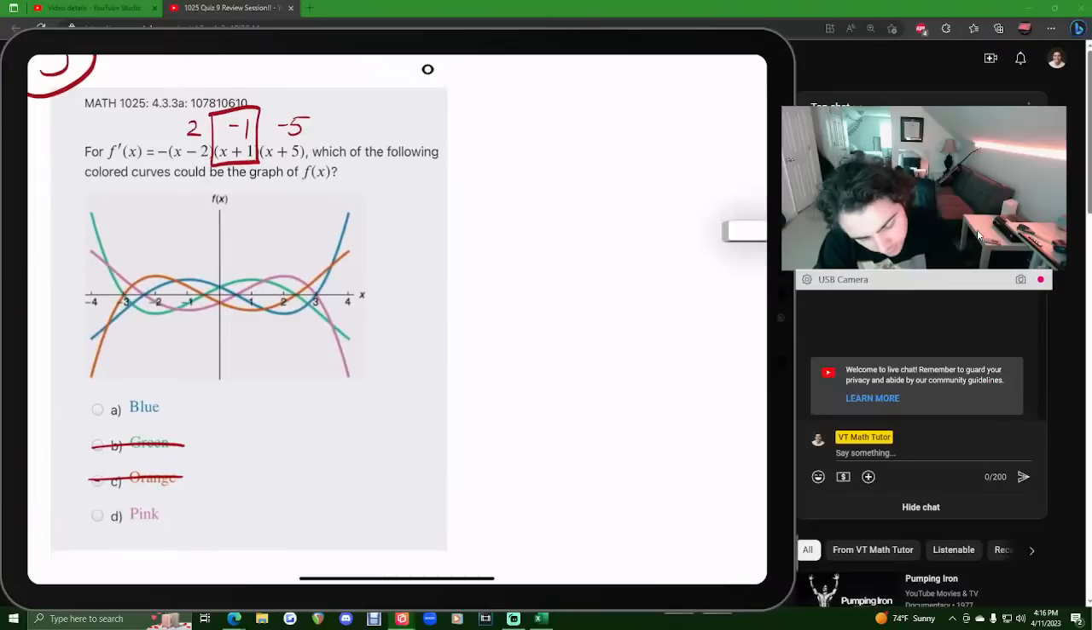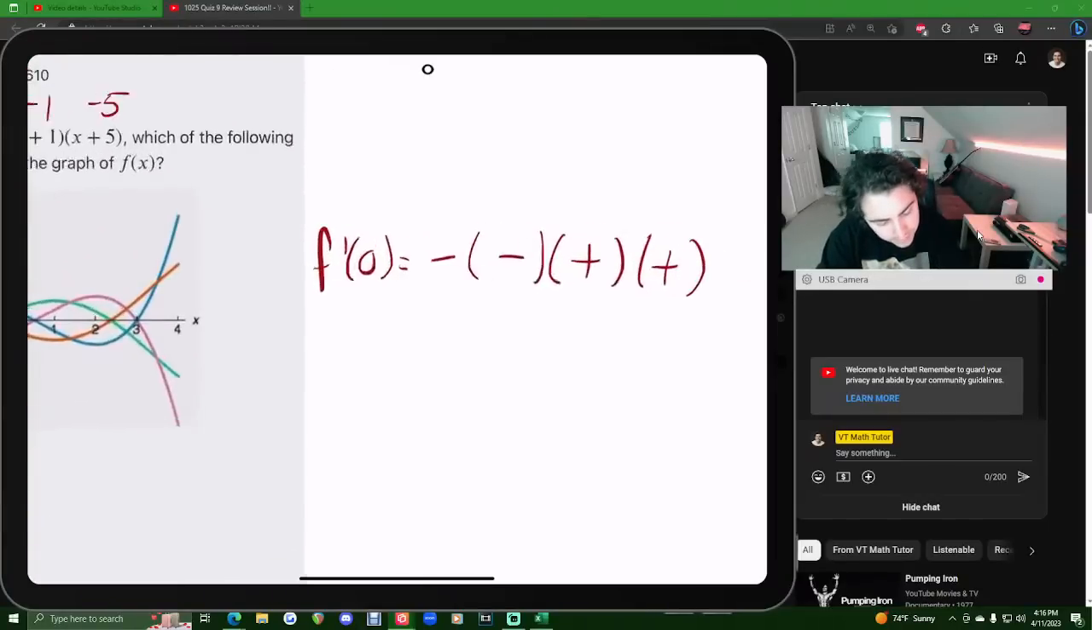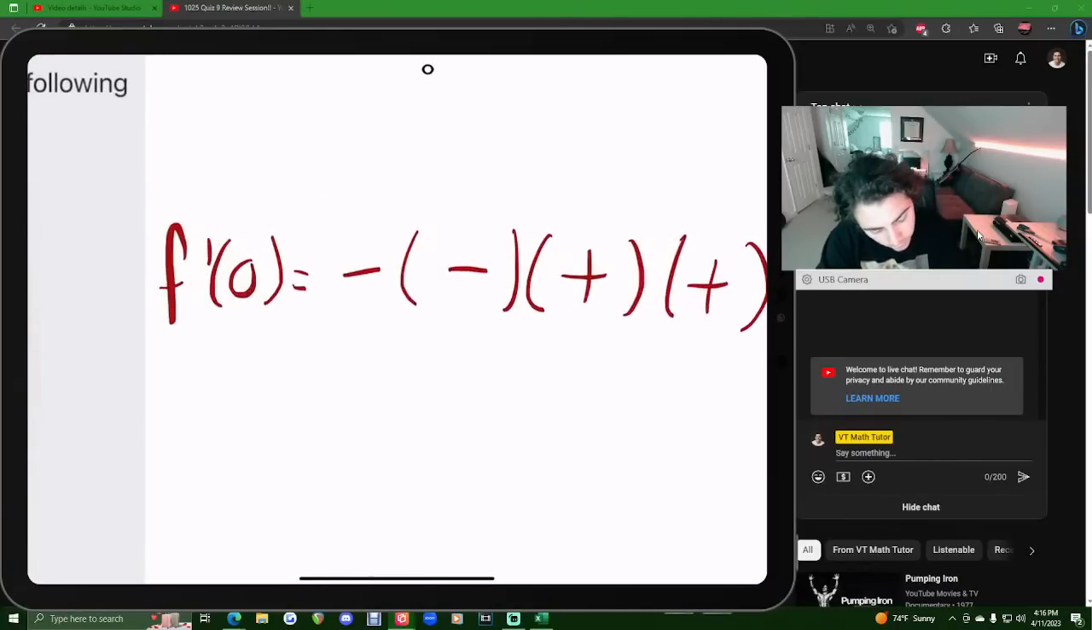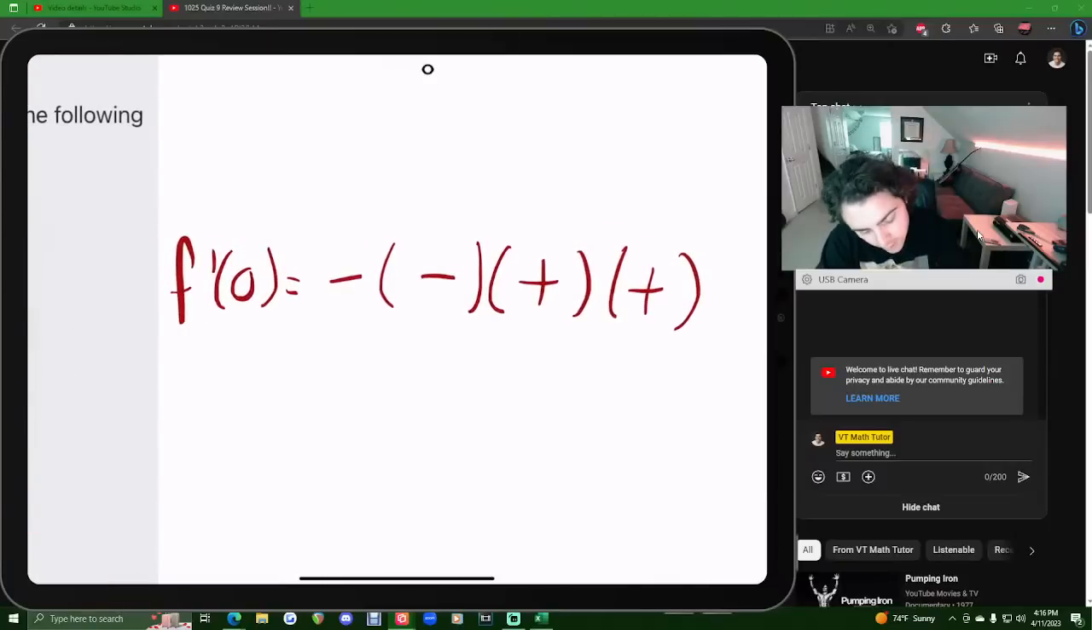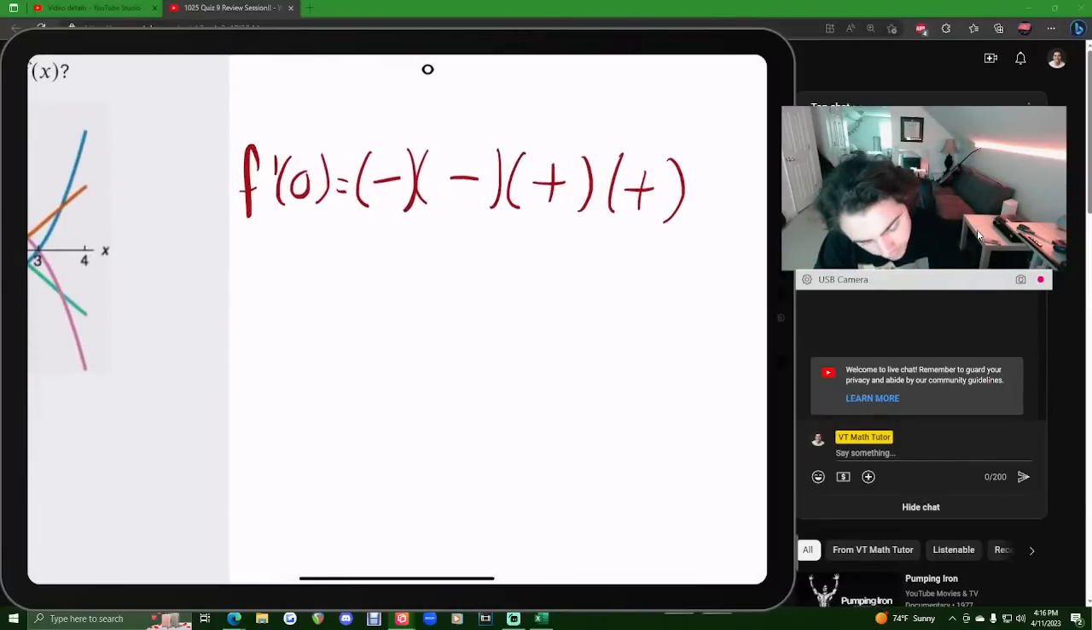So now let's plug in 0 into f prime. And so we get the negative on the outside, and then 0 minus 2, negative, 0 plus 1, positive, 0 plus 5, positive. So as you notice, that negative on the outside, I didn't make a big deal out of it. It does stay on the outside, and it does affect the overall sign. It just introduces a 4th sign that we do have to incorporate into the overall multiplication now. So f prime at 0.